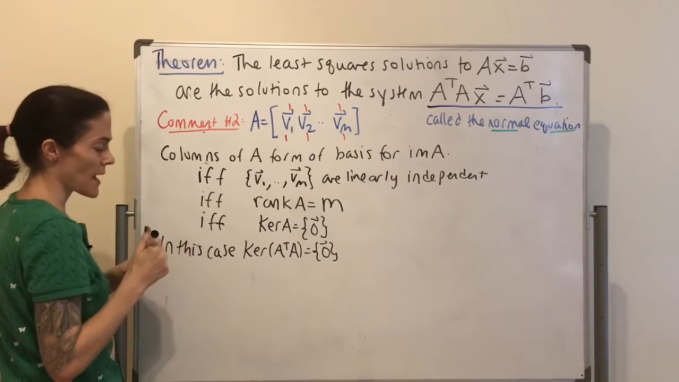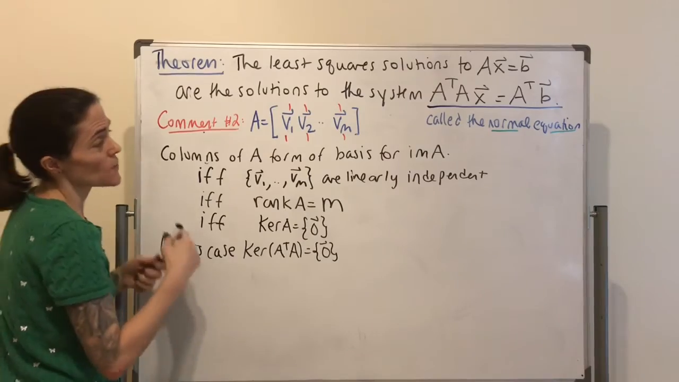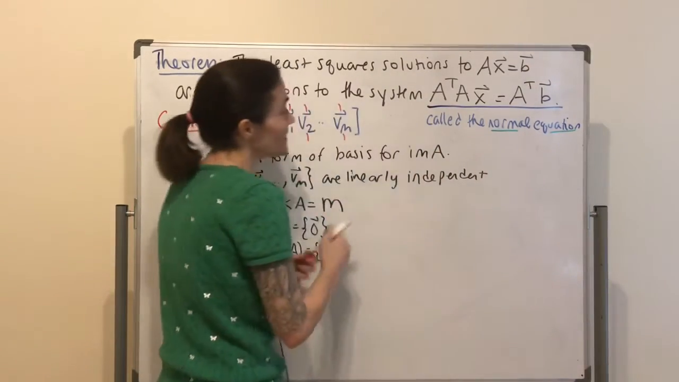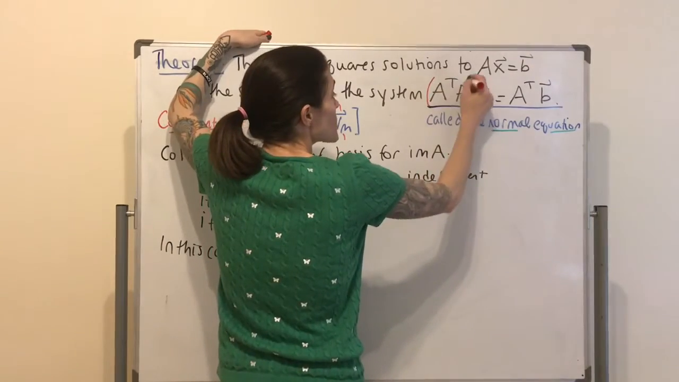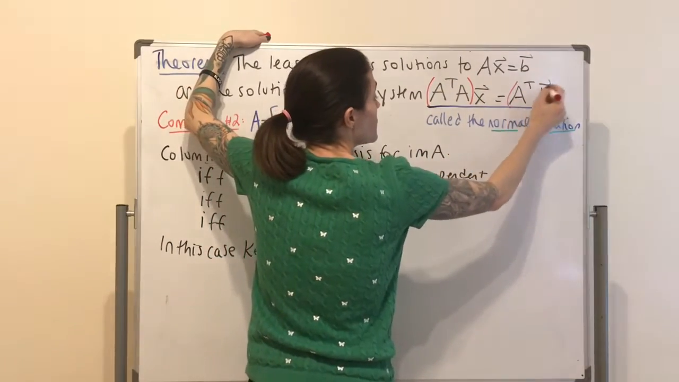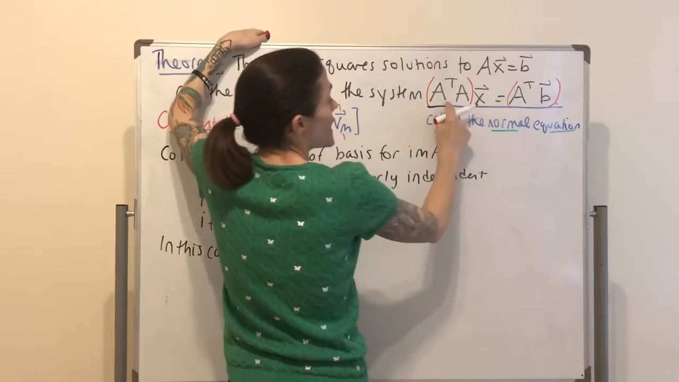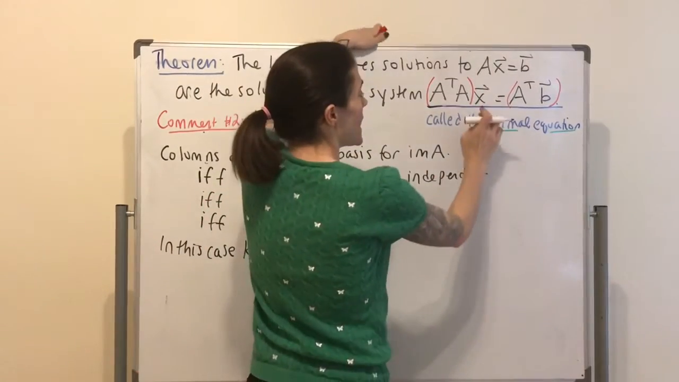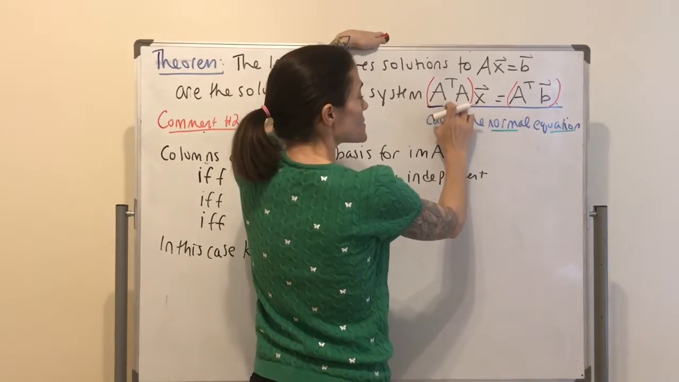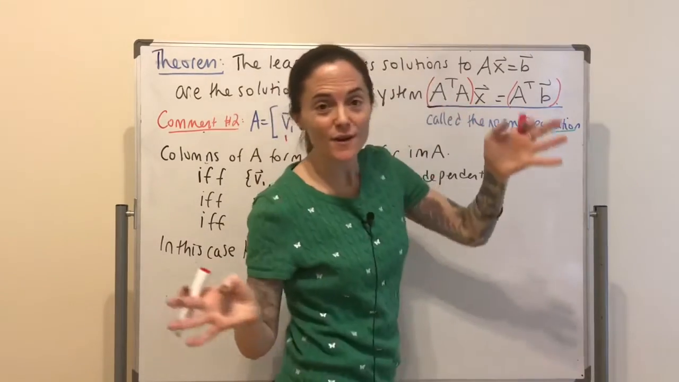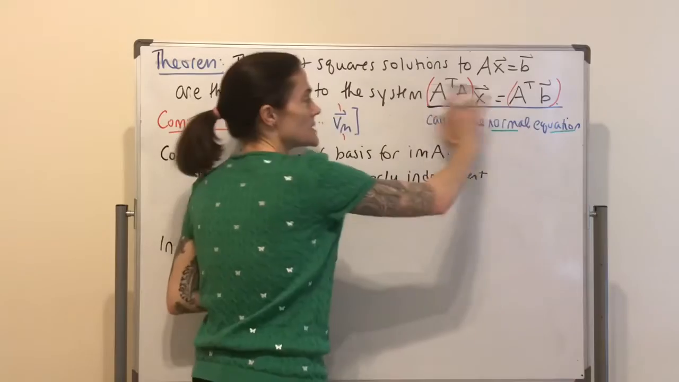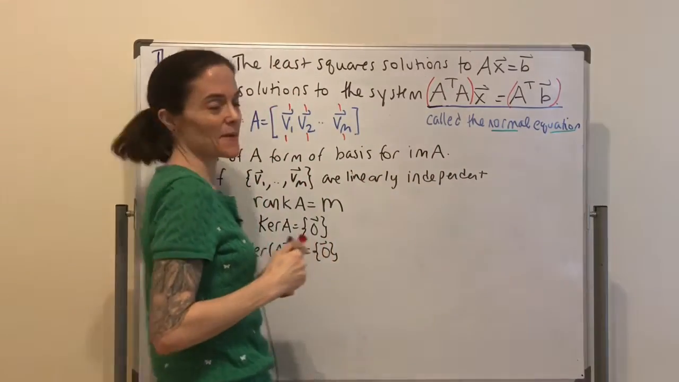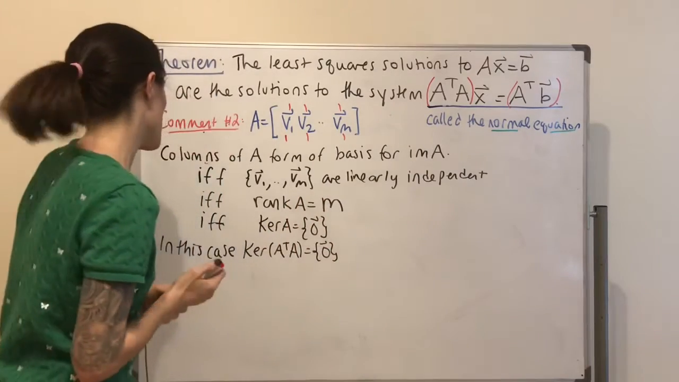Let's think about that, because this is what we're solving. I left it on the board. We're trying to solve this, and I can also write it this way. This is square. In our example, we saw it was 2 by 2. And if this has kernel 0 and is square, it's invertible, which means we can solve this system just by multiplying by A transpose A inverse on both sides, as I did in the example.